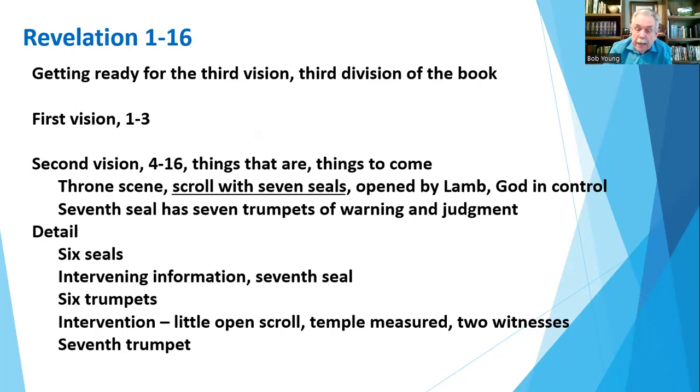So in chapter 10, we have a little open scroll. The strong angel of 10:1 with a little open scroll reminds us of the strong angel with the sealed scroll in chapter 5, verses 1 and 2. And John learns that there is more to the story. There is more to be written, more to be prophesied. He must prophesy the contents of the second scroll. The scroll is already open, ready to occur.